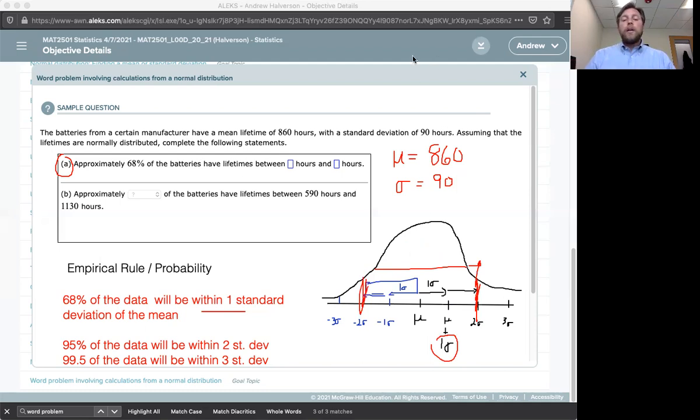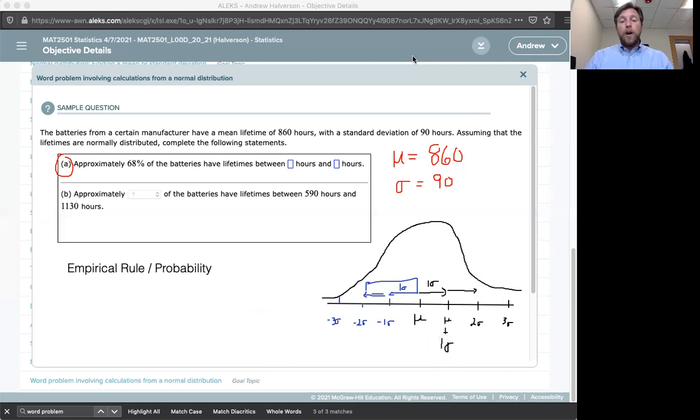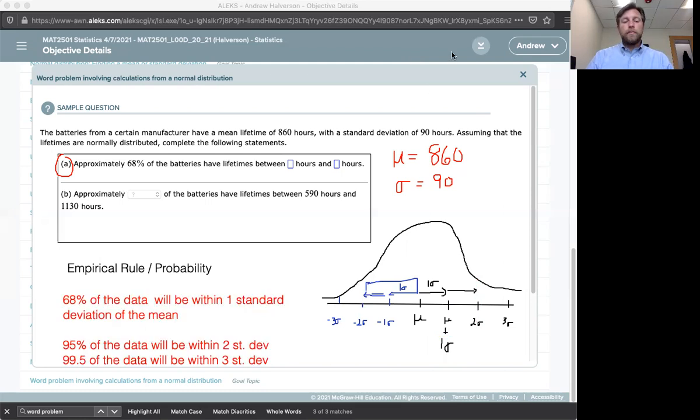Now let's take a look at this problem. We are told the mean here is 860.